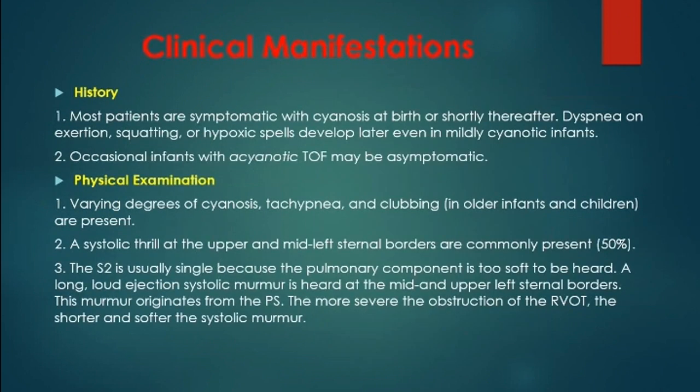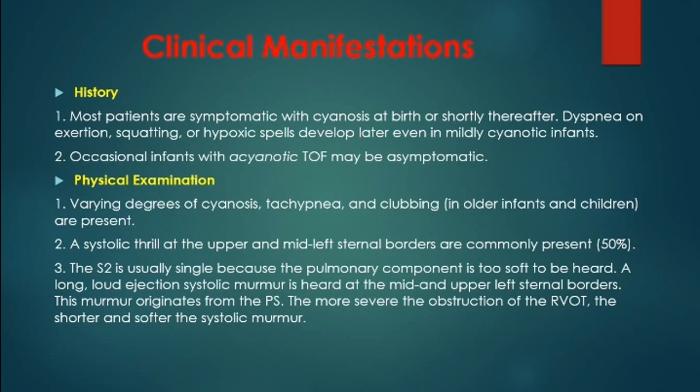Patients with Fallot tetralogy usually present with cyanosis at birth or shortly after. They will present with dyspnea on exertion due to hypoxia. They may present with hypoxic spells and sweating. In patients with acyanotic Fallot, patients may be asymptomatic. On physical examination, there is variable decrease of cyanosis, tachypnea, clubbing.